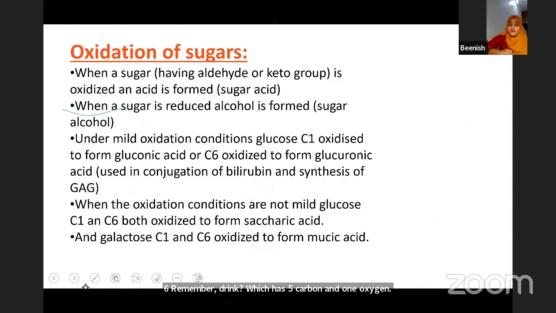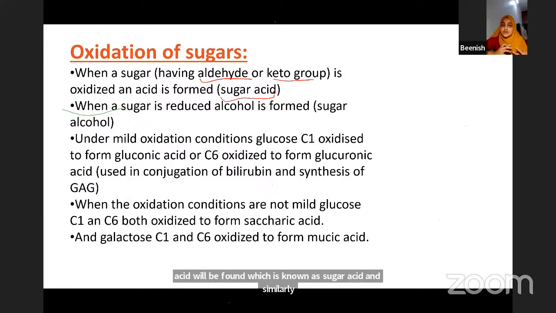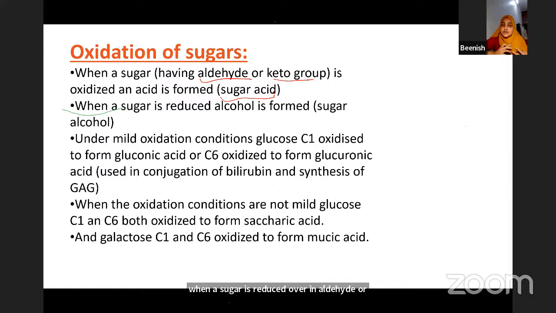Now moving on to the oxidation of sugars. When a sugar, or in general when aldehydes or ketones are oxidized, what is formed? Acids are formed. So when a sugar, which has an aldehyde or a ketone group, is oxidized, an acid will be formed, which is known as sugar acid. And similarly, when a sugar is reduced, or when an aldehyde or ketone is reduced, they form alcohols. So when a sugar is reduced, it forms sugar alcohol.